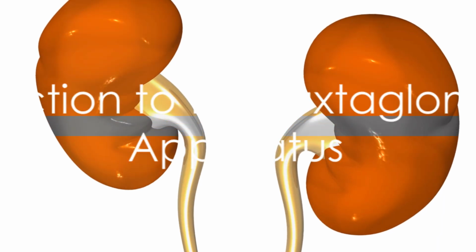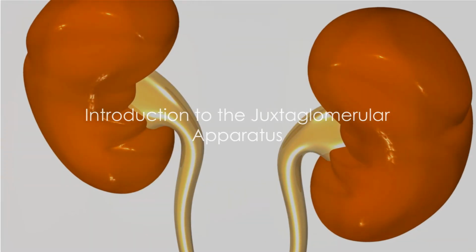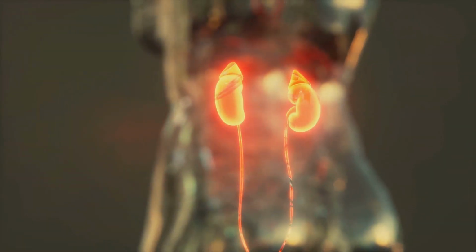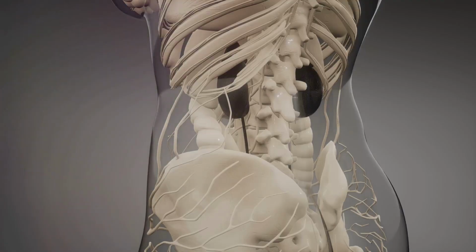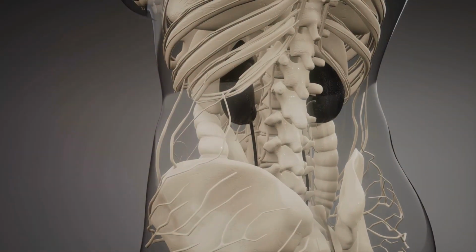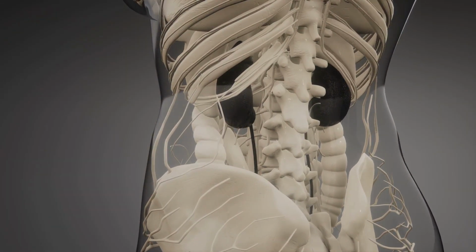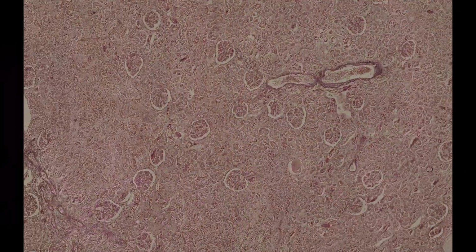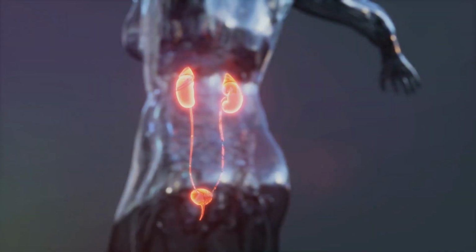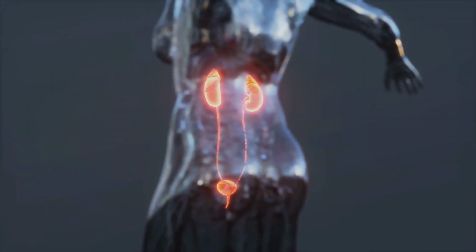Have you ever pondered the intricacies of your kidneys and how they manage to regulate their function? Today, we're diving deep into the world of nephrology, specifically focusing on a specialized structure in the kidney known as the juxtaglomerular apparatus, or JGA for short. Now, the JGA is not a standalone entity. It's a part of each nephron, the functional units of the kidney.